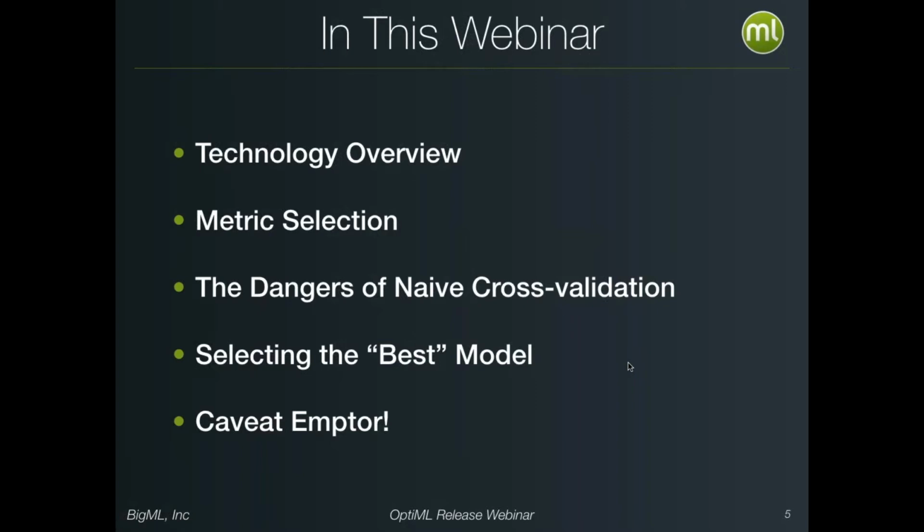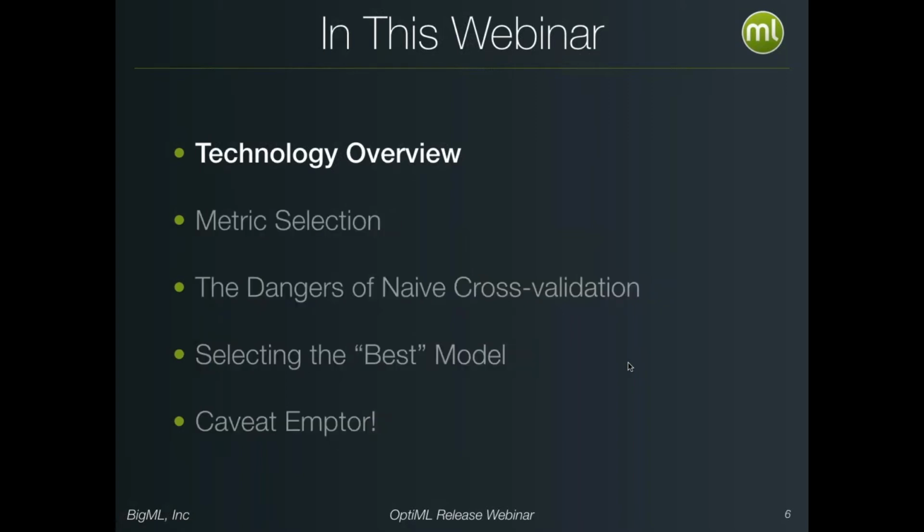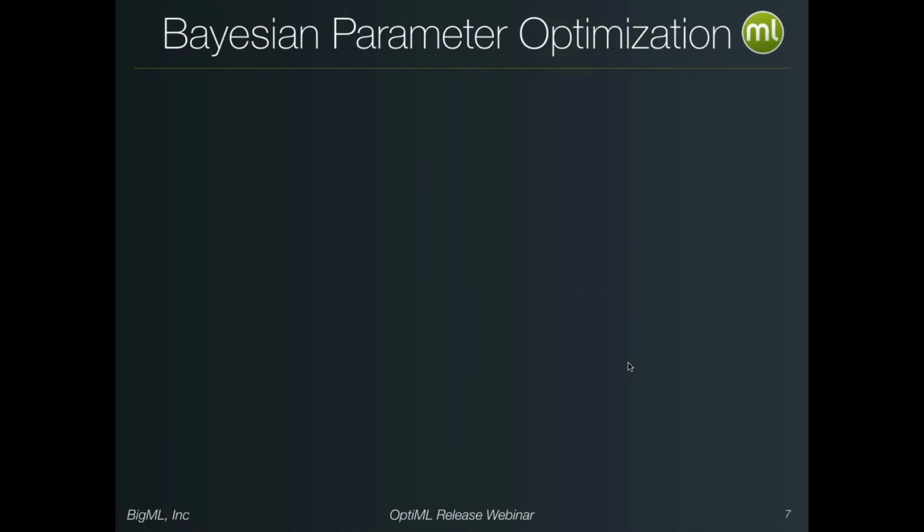You don't always want to just pick the model with the best performance. Sometimes there are other concerns. And again, whether or not you have to worry about those things is really dependent on how you're going to deploy this model in the real world. And then finally, even if you do everything right, there are still a few little gotchas that I just want to mention briefly at the very end of the presentation. Okay, so let's begin with the technology. As I said, the technology underlying Optimal is something called Bayesian parameter optimization. We've talked about this in previous webinars.